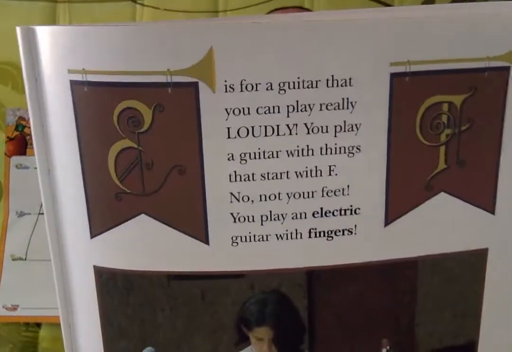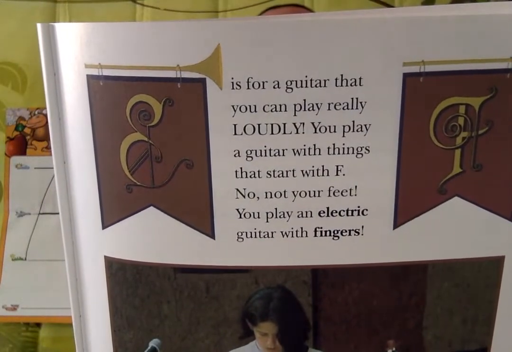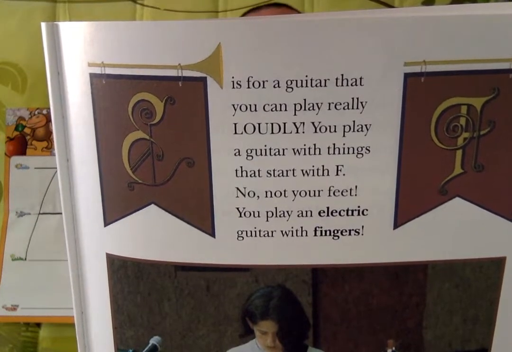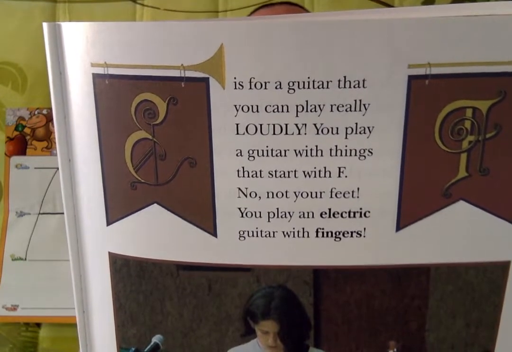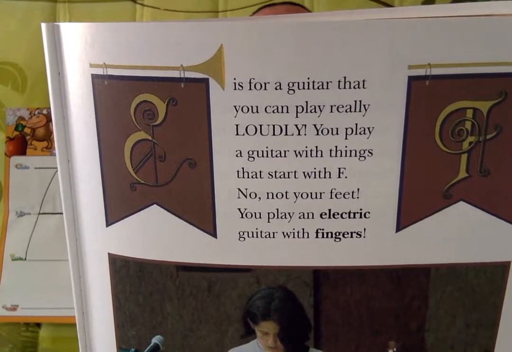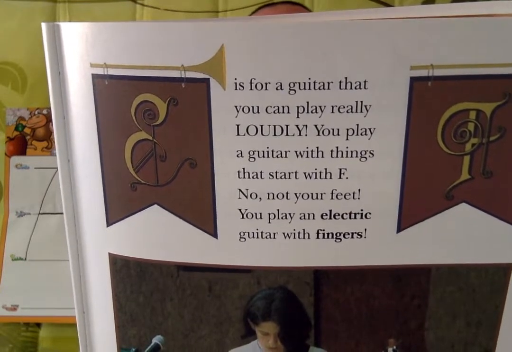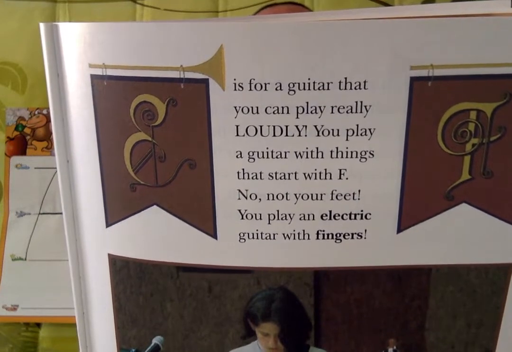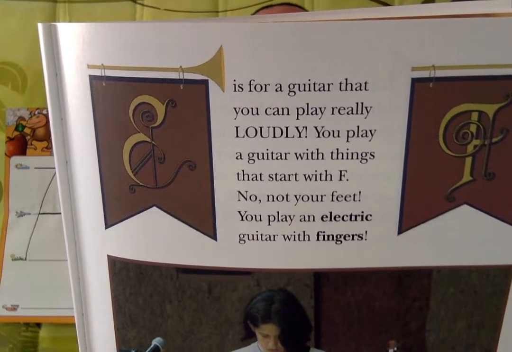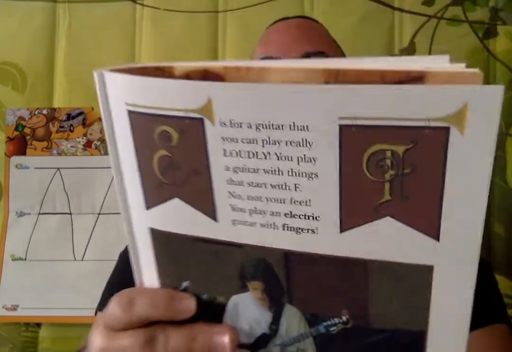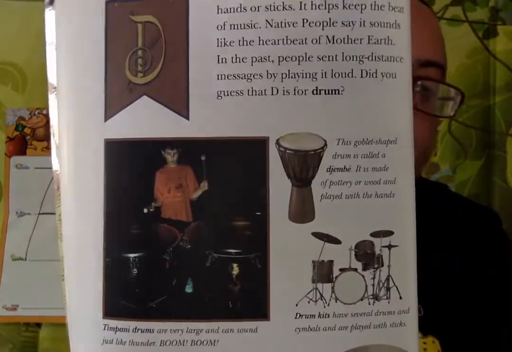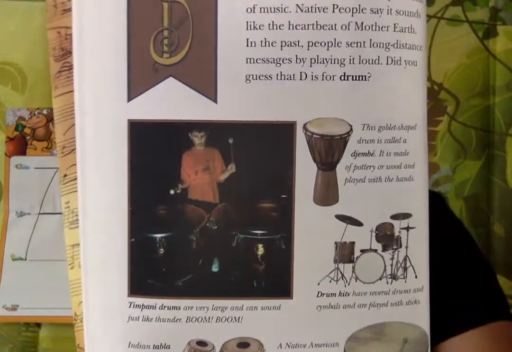While I'm reading D, you're going to be looking at E and F. D is for something you hit with hands or sticks. It helps keep the beat of music. Native people say it sounds like the heartbeat of Mother Earth. But in the past, people sent long-distance messages by playing it loud. Did you know, or did you guess, that D is for drums? See the different kinds? There are different kinds of drums.